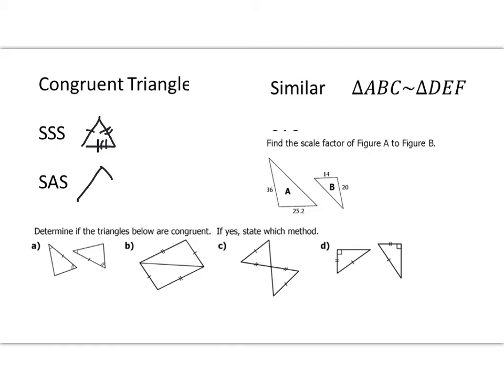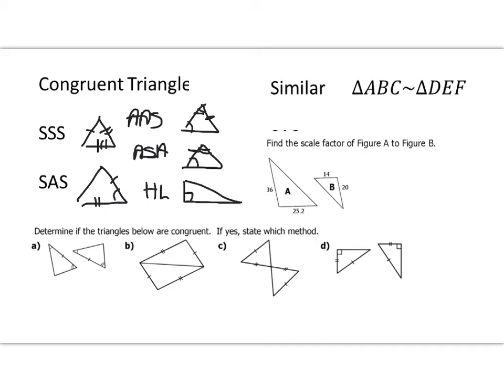Side, angle, side would be an angle between the 2 sides. The next one would be angle, angle, side. An angle, angle, side would be an angle, the next angle, and the side that's connected to it. Angle, side, angle would be an angle, a side, and then the following angle. And then finally the HL. If you remember with the HL, you need a right triangle, you need your hypotenuse and one of the legs, it doesn't matter which one.